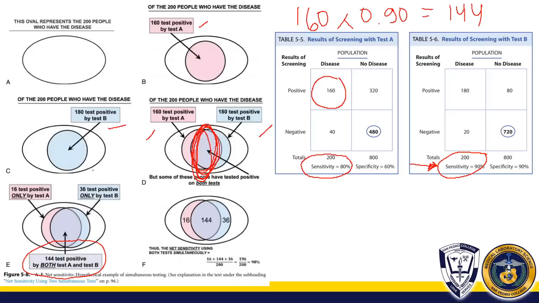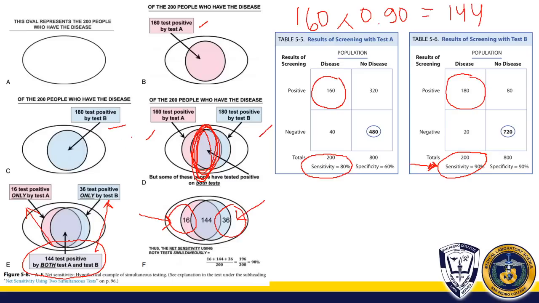Now, since we are talking about sensitivity here, i-consider gihapon nato kung pila gyud ang nag-test og positive lang kay test A and nag-test positive lang pud kay test B. So, unsaon ninyo pagkuha? Just subtract 144 from 160 and we will get the 16, and then 144 minus the 180, diri ko mag-refer, the 180 na total na true positive kay test B, and we would get the number 36.